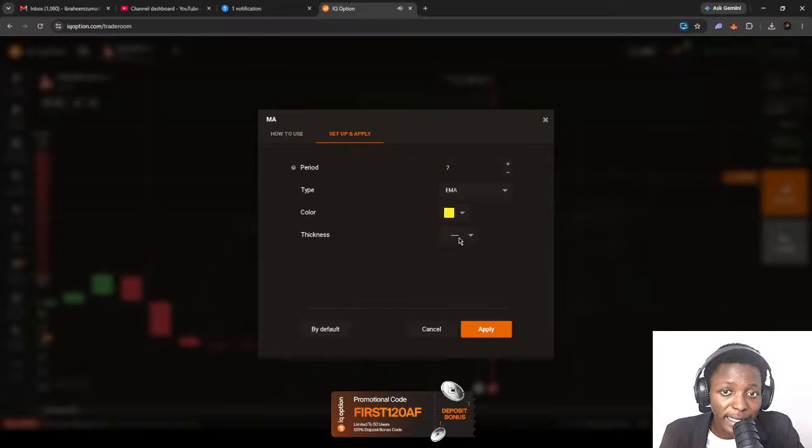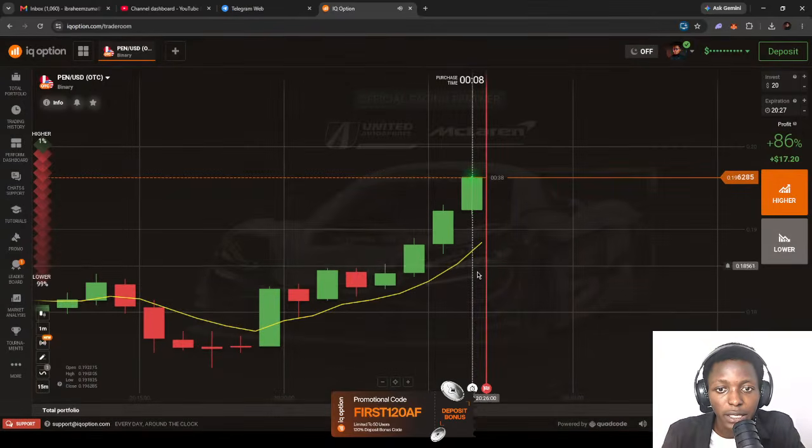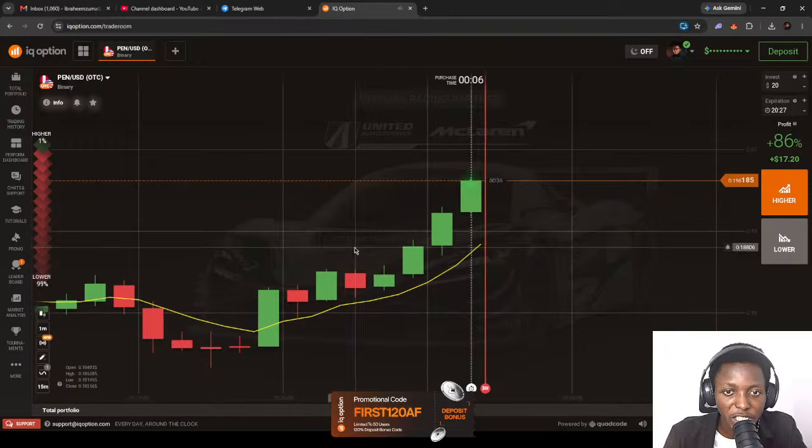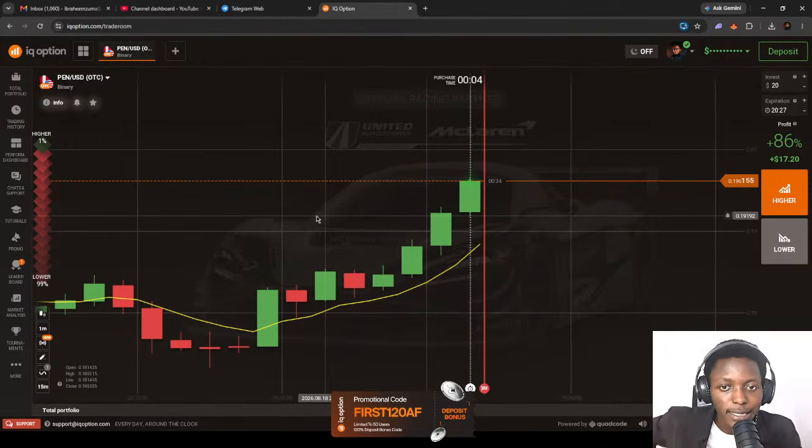And so you just click exponential moving average, and you'll need to thicken the lines around here so that you can see the lines clearly. So we're going to thicken the line, and then we're going to click apply. So now we have the moving average 7, and here's how you can understand how it works.